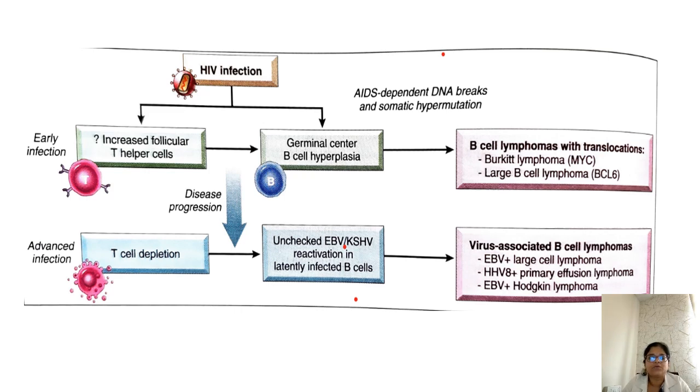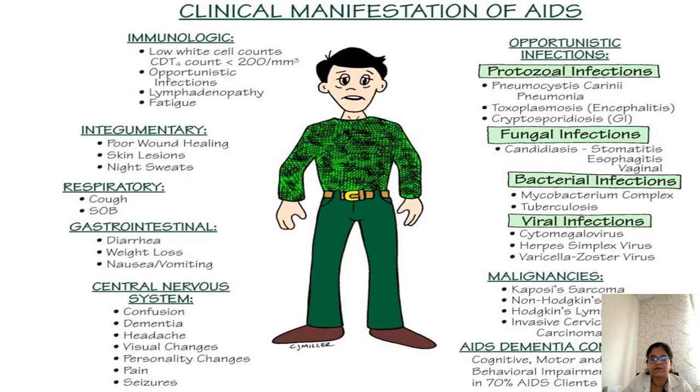But when the disease progresses to the advanced stage where your CD4 T cells are completely depleted, less than 200 per ml, then you have unchecked EBV or Kaposi sarcoma herpes virus reactivation in the latently infected B cells also, and you have B cell lymphomas like Epstein-Barr virus large cell lymphoma, then human herpes virus 8 plus primary effusion lymphomas, or Epstein-Barr virus along with Hodgkin's lymphoma-associated lymphomas.